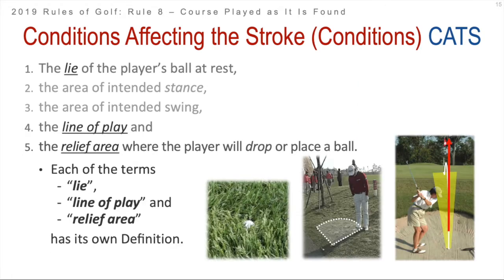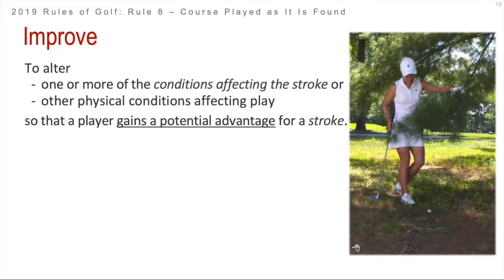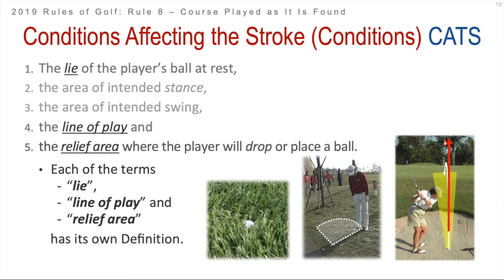So the intended stance and area of intended swing, we don't really have a definition for those. We just talked about what the definitions would be considered to be. The terms lie, line of play, and relief area do actually have their own specific definition in the Rules of Golf book. And so you can look those up. But they're relatively easy to understand. The lie is the lie of the ball. It's where the ball's at.